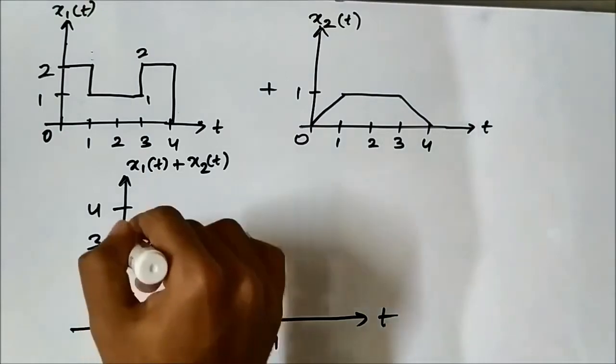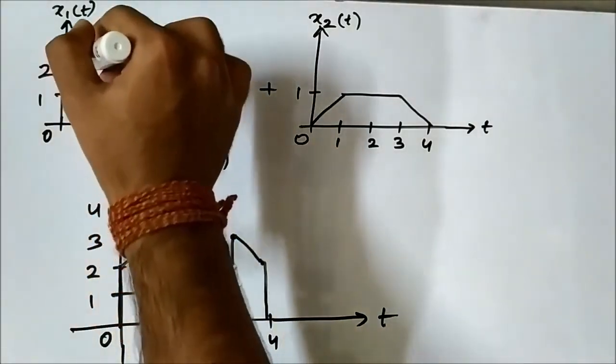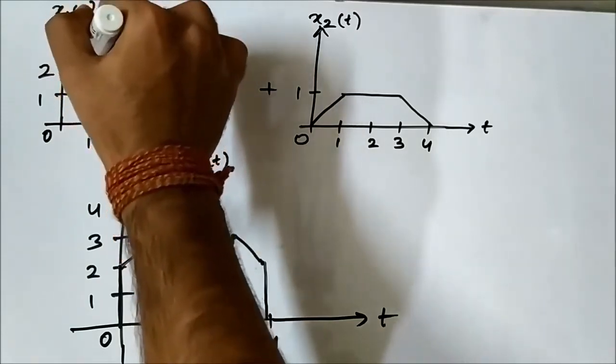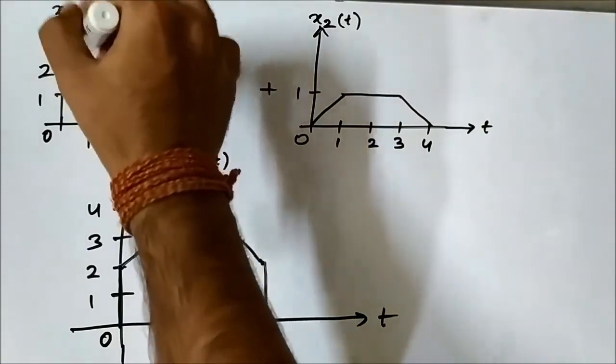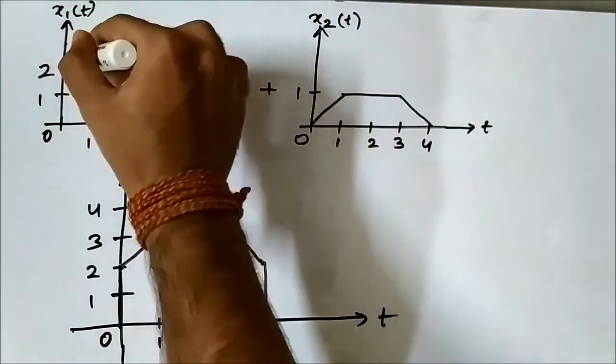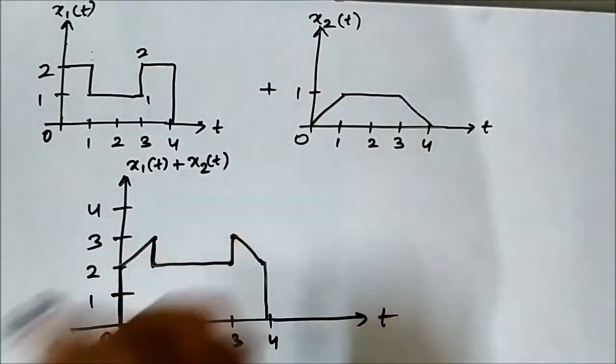Okay, this is an upward transition. Similarly here at t equals 1, it has two values, 2 and 1. It had a 2 to 1 transition, but here it was constant, fixed. So we had to consider 2 points. First we added 1 with 2, we got 3. Then we added 1 with this 1, we got 2.